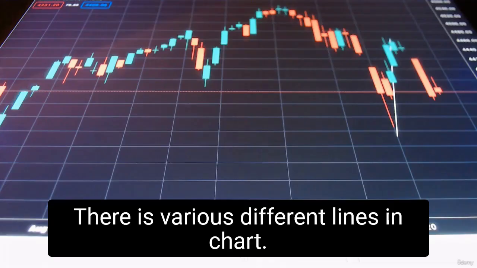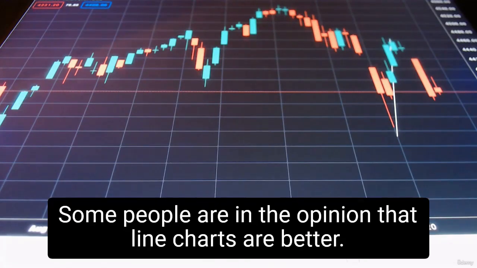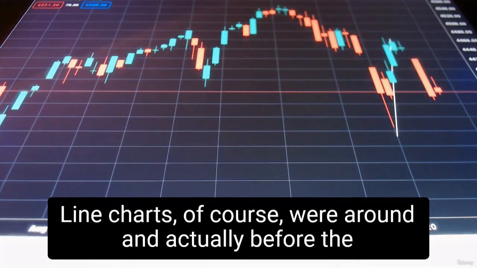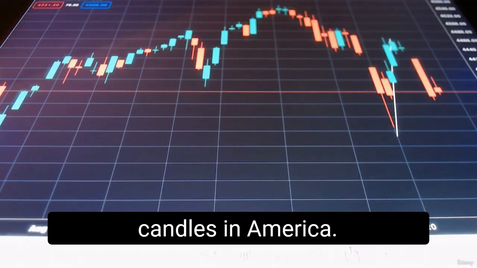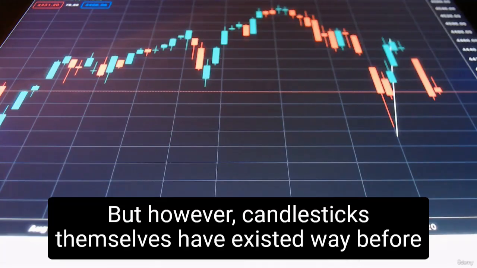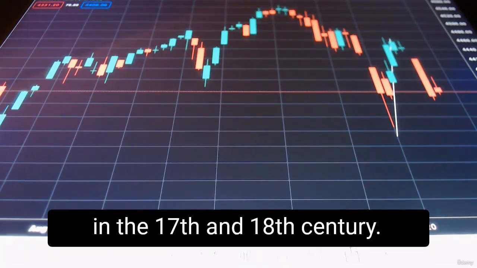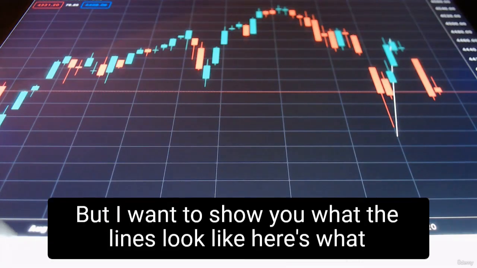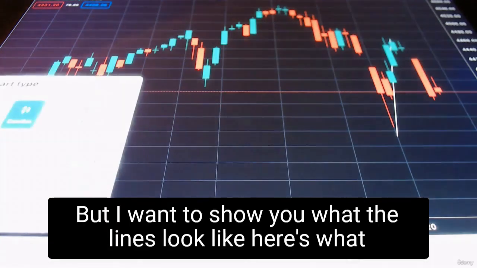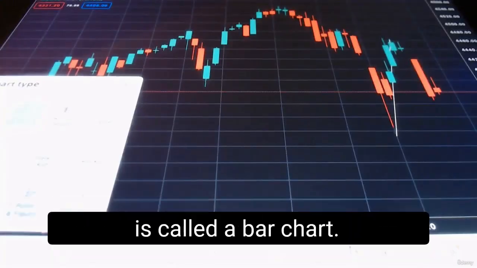There are various different types of charting. There's competition, and some people are of the opinion that line charts are better. Line charts, of course, were around in America before candles. However, candlesticks themselves have existed way before that, in the 17th and 18th century. But I want to show you what the other charts look like. Here's what is called a bar chart.